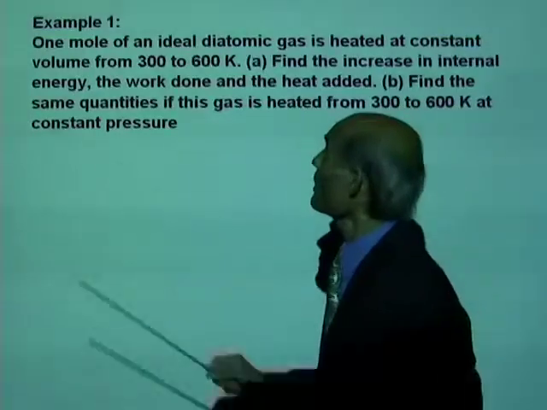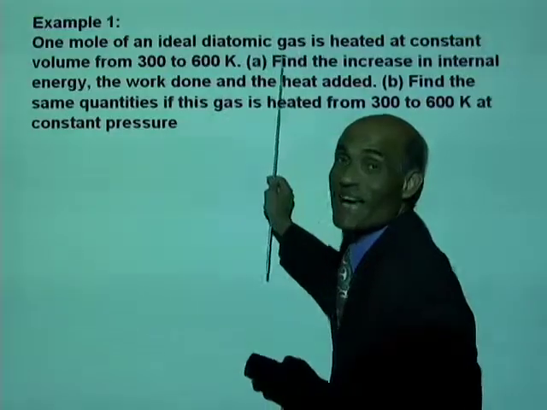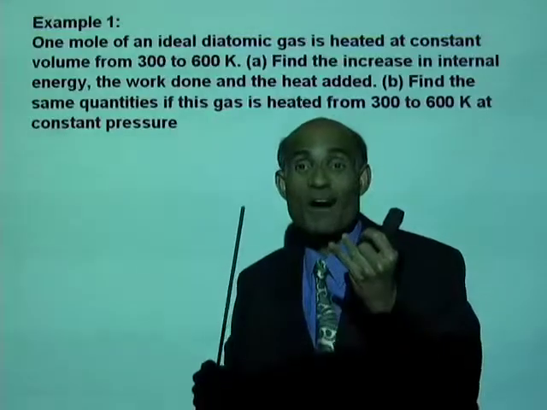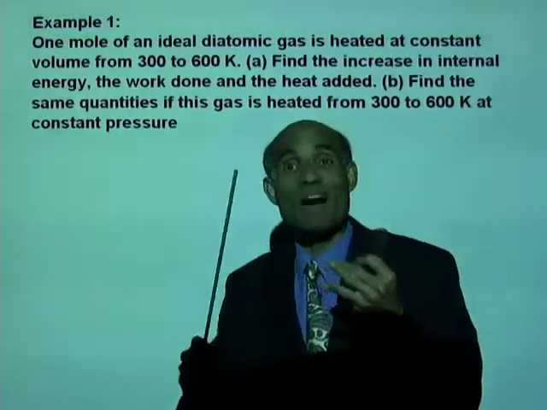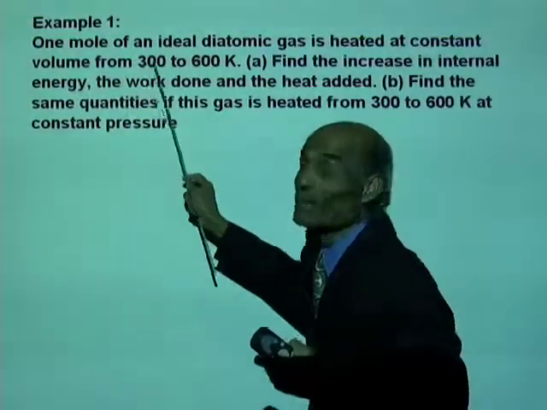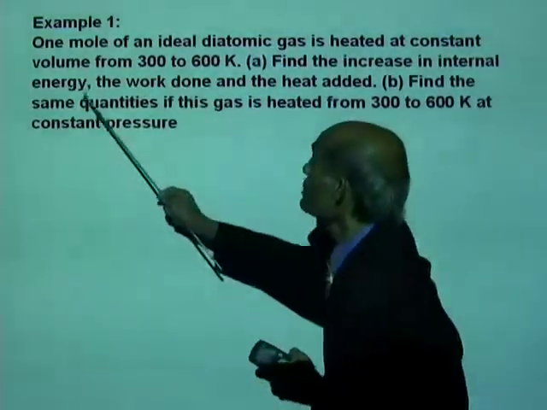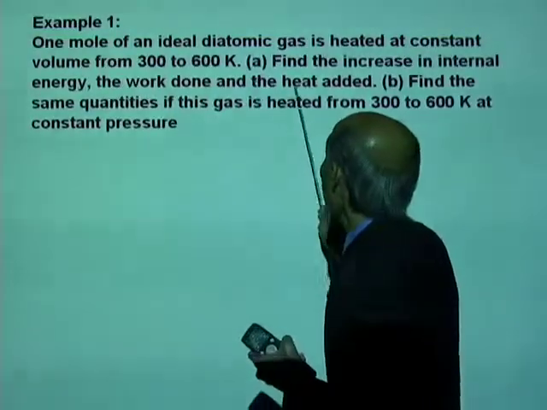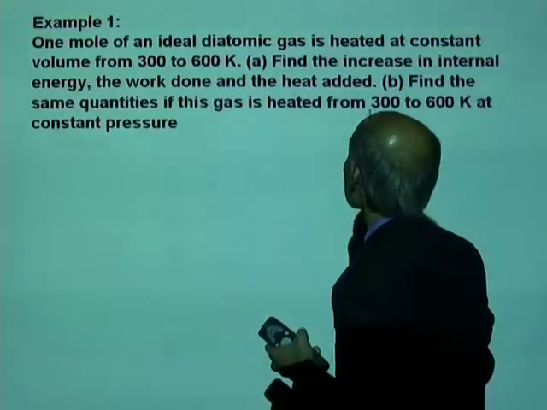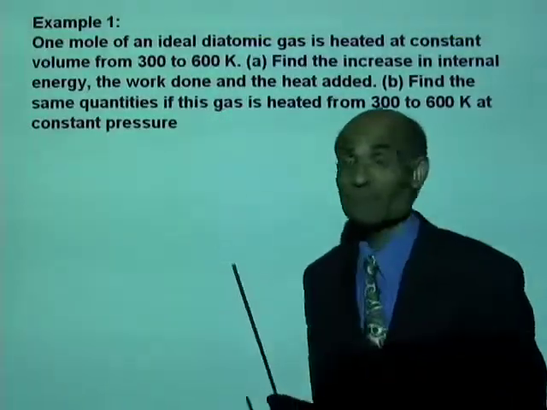Okay, let's do a problem. 1 mole of an ideal diatomic gas. See, when you look at a diatomic gas, you must say CMP is 7/2 R, CMV is 5/2 R. It is heated at constant volume from 300 to 600 Kelvin. Find the increase in internal energy, the work done, and the heat added. Find the same quantities if this gas is heated from 300 to 600 Kelvin at constant pressure.